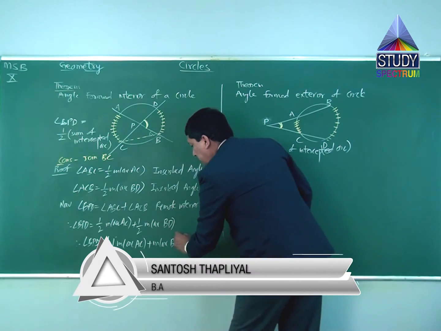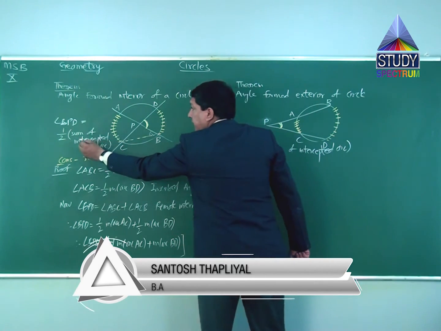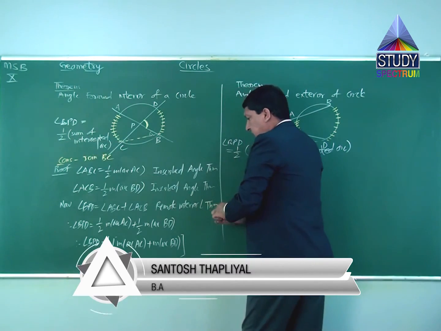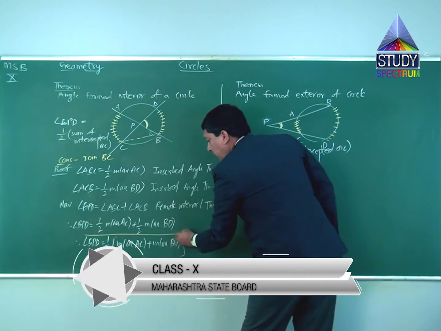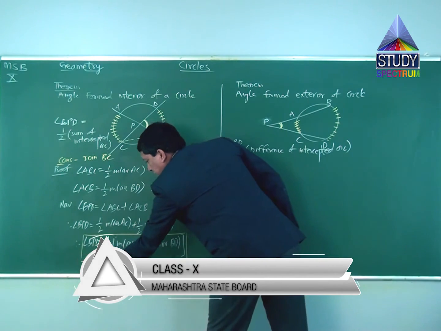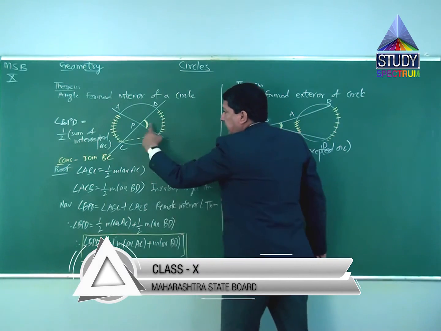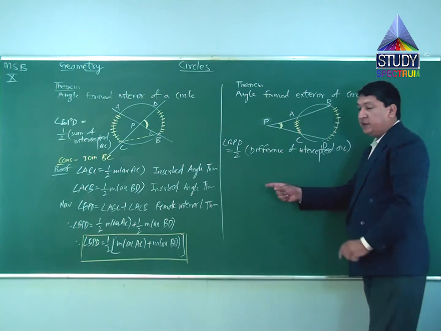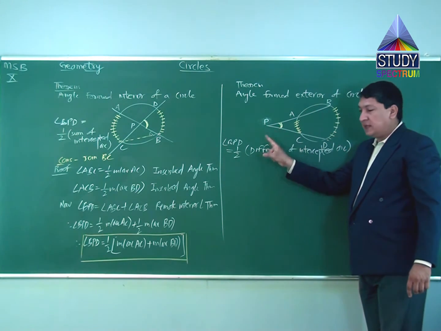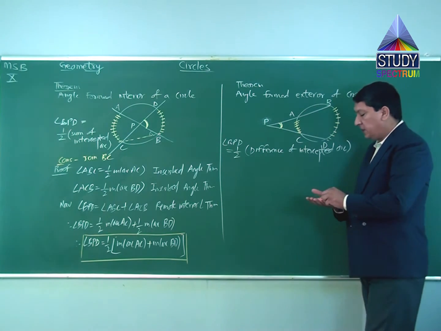This is what we wanted, right? Half the sum of the intercepted arcs. Same result we have got. Angle APD is equal to half the sum of the intercepted arcs, arc AC and arc BD. Now in the second case, we require the angle formed to be equal to the difference of the intercepted arcs.